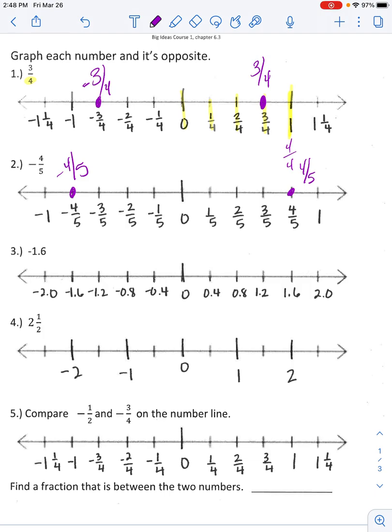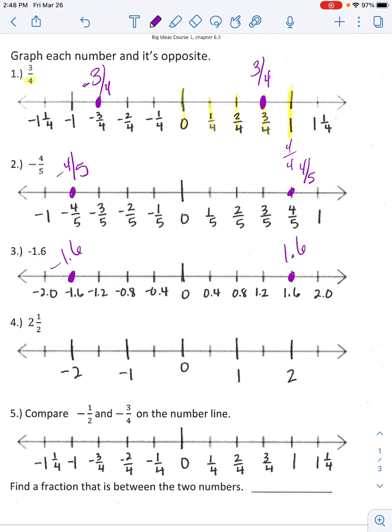Same thing with decimals. We have a -1.6. So this number line is going by 4/10. Okay. So you'll see 4/10, 8/10, 1 and 2/10, 1 and 6/10. Okay. So we have a -1.6 or -1 and 6/10, and its opposite would be a +1 and 6/10.